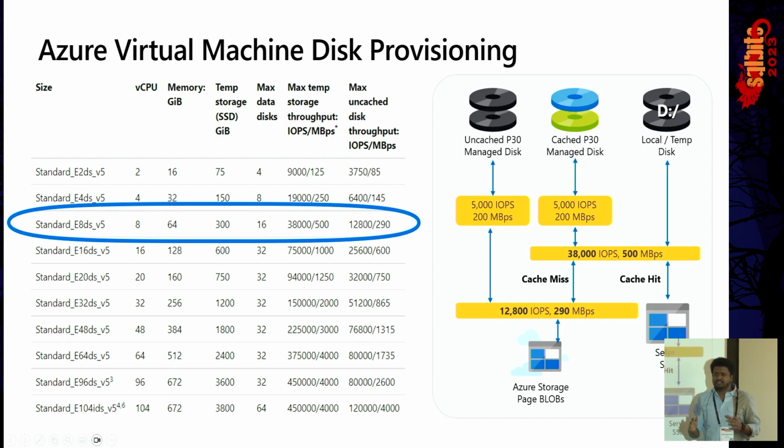Now, Aditya, you have given us a lot of numbers now. There is 5,000, there is 38,000, there is 12,500. How can I make sense of all of this? Let's talk about that. I'm here to explain each and everything in detail, such that you folks go out of this room understanding this diagram.